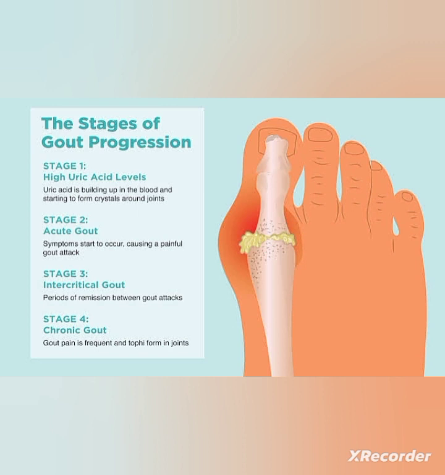Then stage 4, that is chronic gout. Gout pain is frequent and tophi form in joints. So only in stage 4 do the tophi occur. So these are the stages of gout progression.